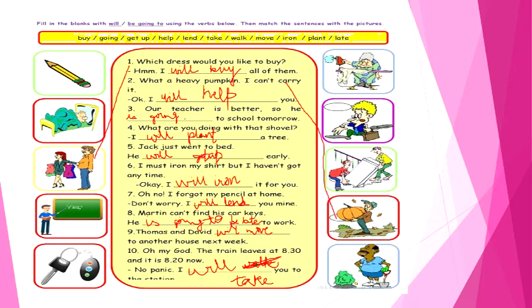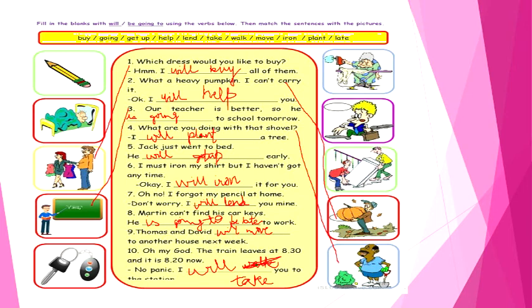Alright. Number 3, our teacher is better. So he is going to school tomorrow, because we have 2 here, so that means is going form will be used. And where is the picture? Yes, here is the picture. Number 3 is teacher. Number 4, what are you doing with that shovel? I will plant a tree. So the last picture is suitable.